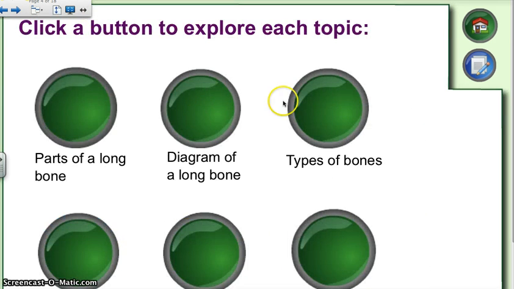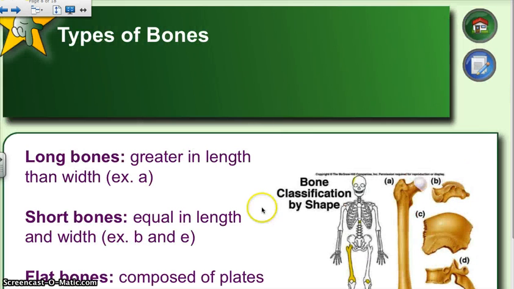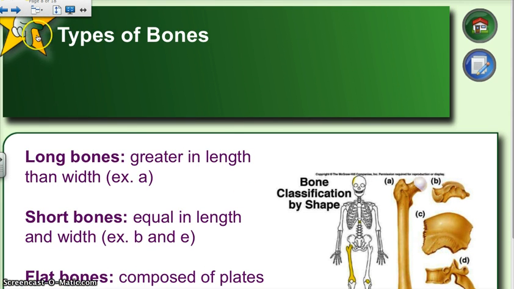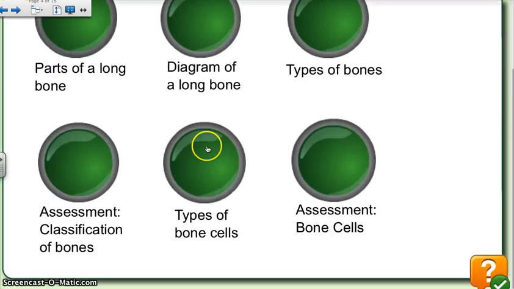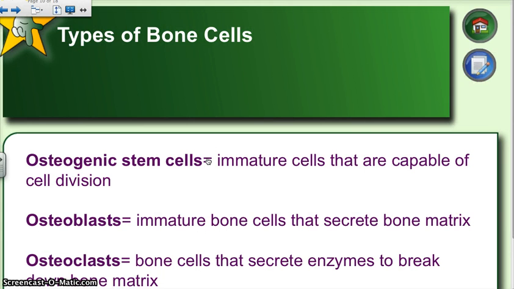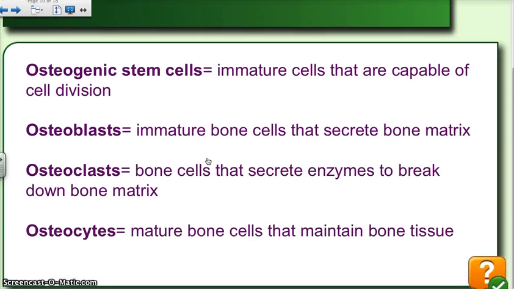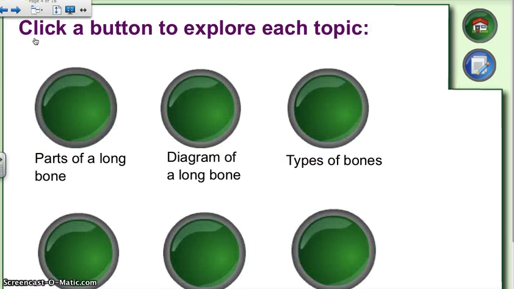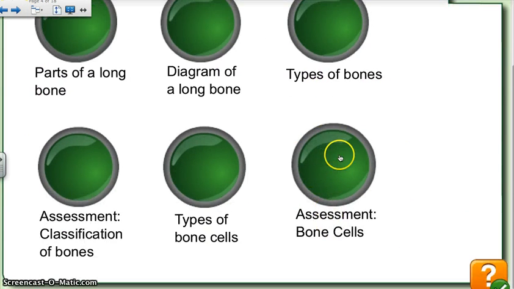I'll do the same thing for the major types of bones and ask students if they can name the types of bones, give an example of each one, and give a basic description. This diagram shows an example of each of the types of bones. This next topic is types of bone cells. And again, I'll ask students what they remember about the various types of bone cells, and then we'll review the 4 major types. Then I'll have them complete an assessment about the bone cells.